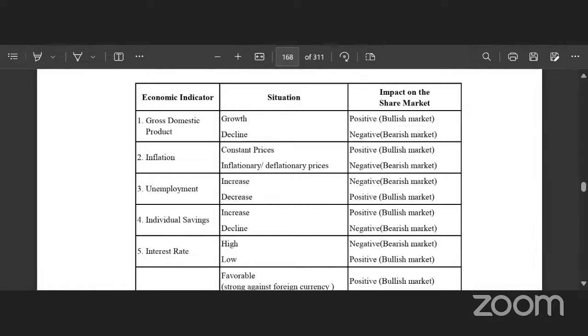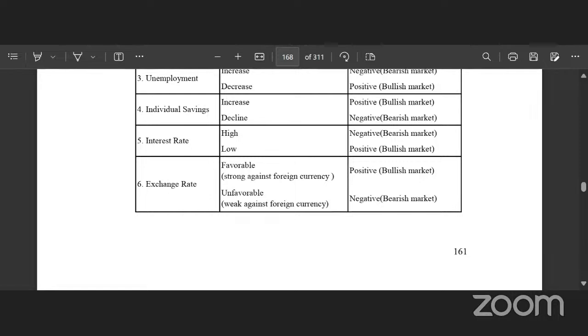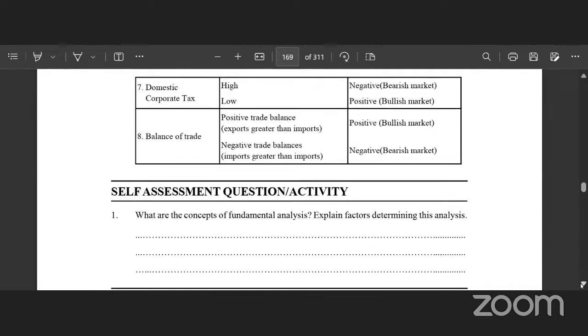If the unemployment rate increases, then it is negative. If the unemployment rate decreases, it is positive. If individual savings increase, it is good. If they decline, then it is bad. If the interest rate is high, it is bad, and if the interest rate is low, it is positive. If the exchange rate is favorable, it is positive. Unfavorable, it is negative. Corporate tax high, negative; low, positive.